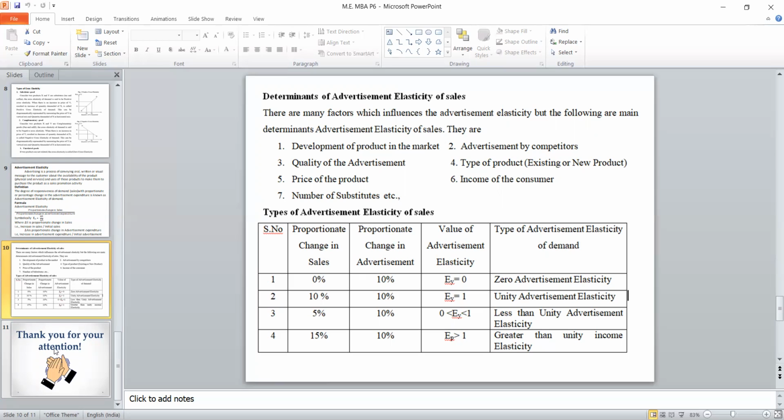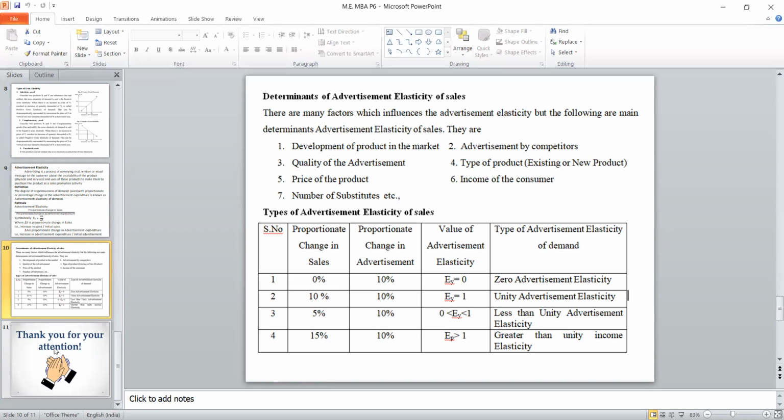Sometimes when we spend more but get a very poor response from the demand, then we call it less than unity. Most of the time the fourth one is what the firm will expect, that is they will spend a very small amount on advertisement, and they want to get a good response from the customer side. Most of the time the seasonal product will have the last one, that is greater than unity. So when demand changes more than the actual change in advertisement expenditure, then we call it greater than unity. So I will summarize once again.